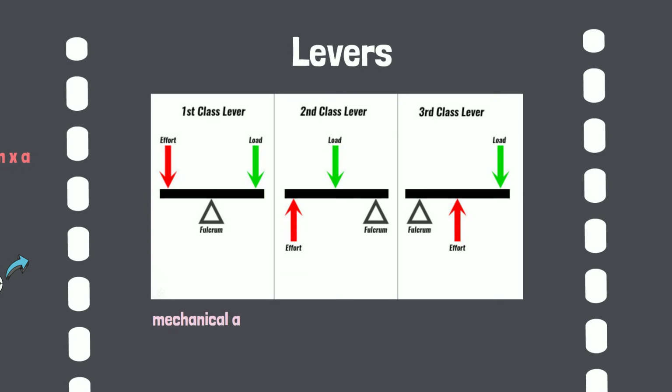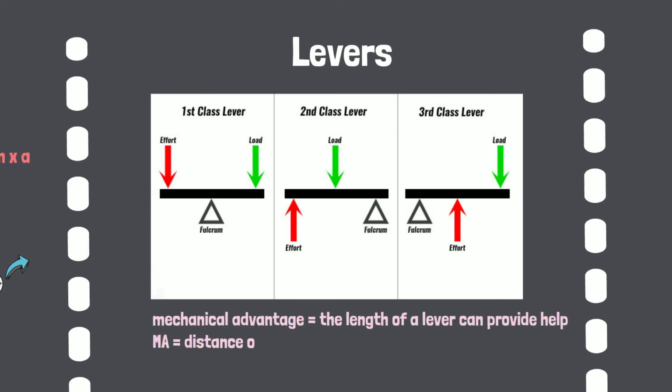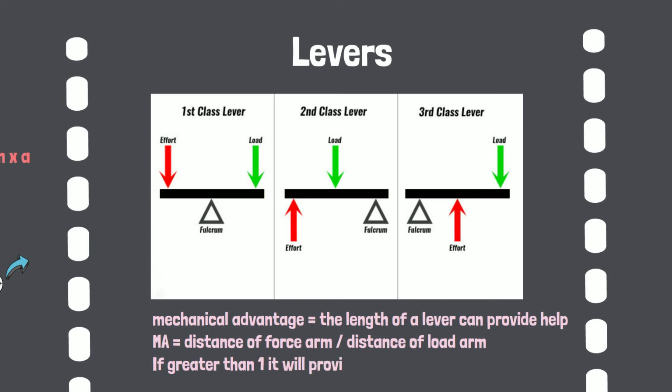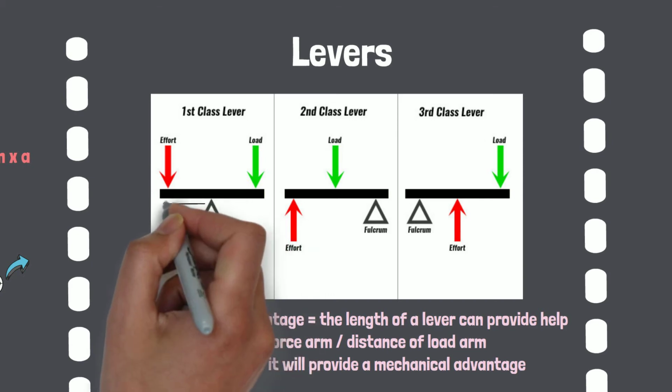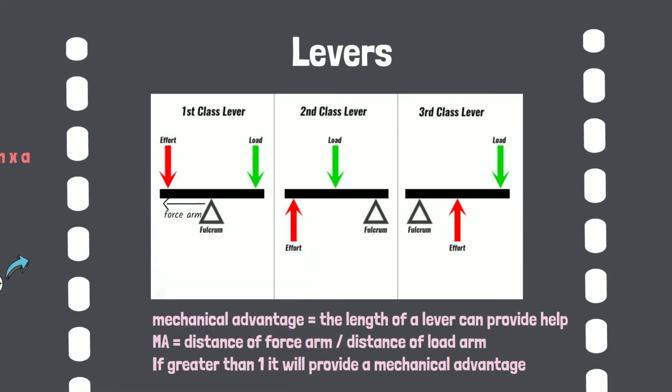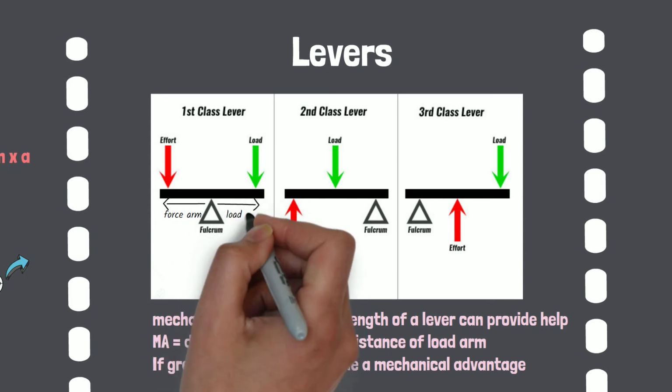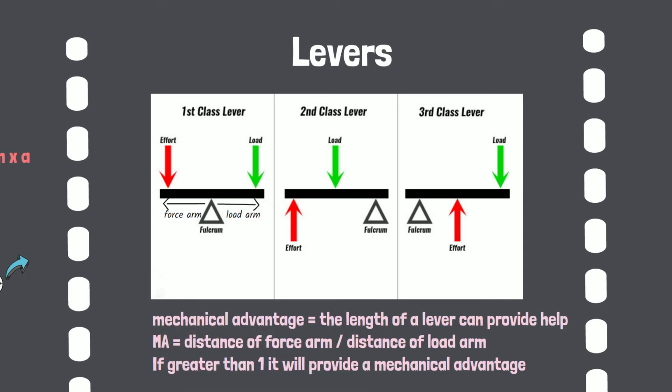This touches on the point of mechanical advantage, which is the help the length of a lever can provide. Mechanical advantage is calculated as the distance of the force arm over the distance of the load arm. If the answer is greater than 1, it will provide a mechanical advantage. For example, in a first order lever, you can see in this image the force arm is equidistant to the load arm, so the mechanical advantage would be equal to 1. This shows a balance and doesn't have any mechanical advantage either way. However, if the force arm were twice as long as the load arm, then there would be a mechanical advantage.